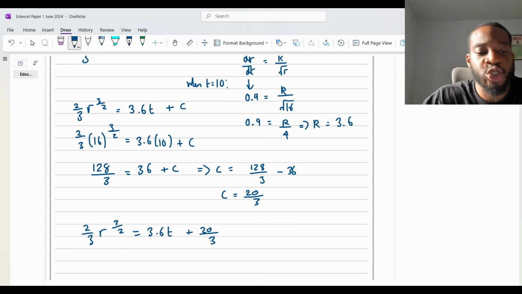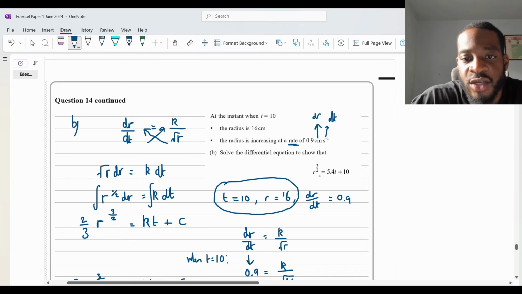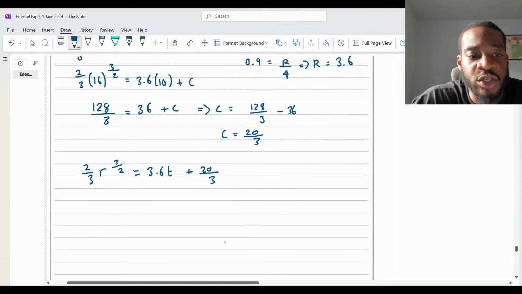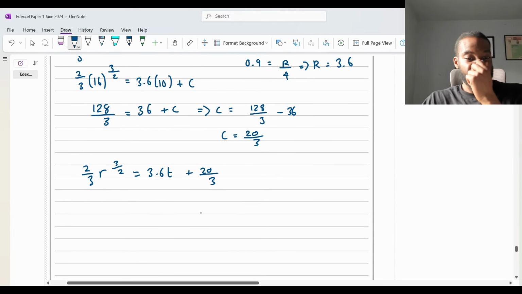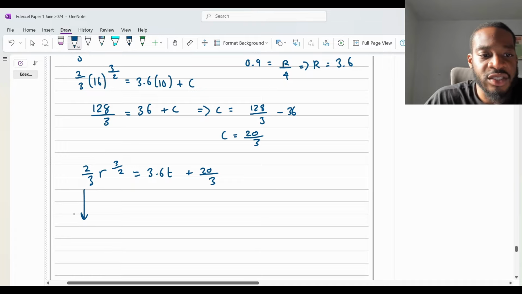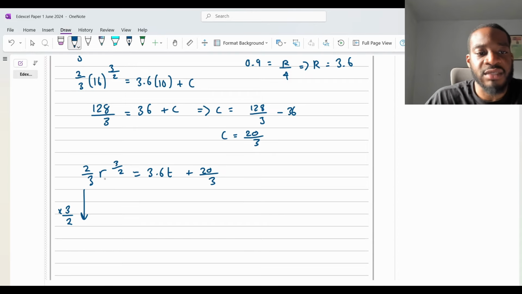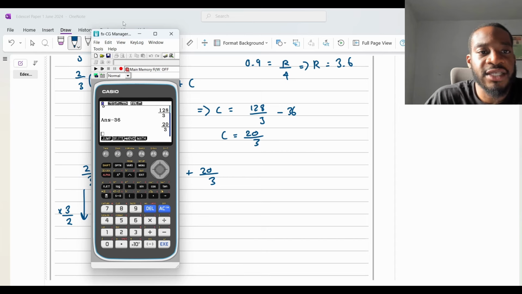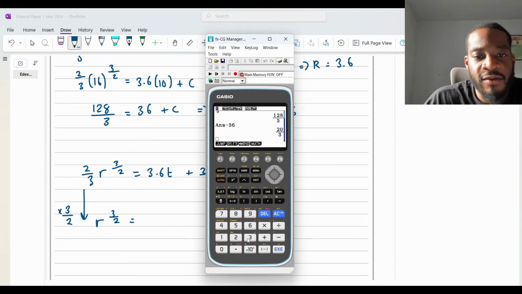Now remember, we want it in a certain form. In the show that, they just want r to the 3 over 2. They don't want the 2/3. So to get rid of that, we times by 3, divide by 2. That's going to be r to the 3 over 2 is equal to, times that by 3, divide by 2. I'll just put it in the calculator because it's a decimal. 3.6 times 3 over 2 is equal to 5.4.